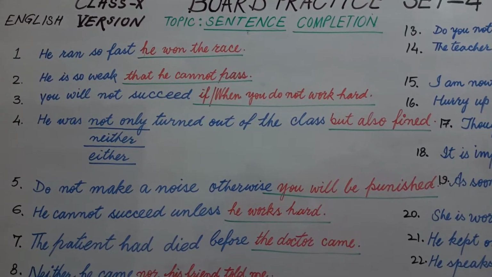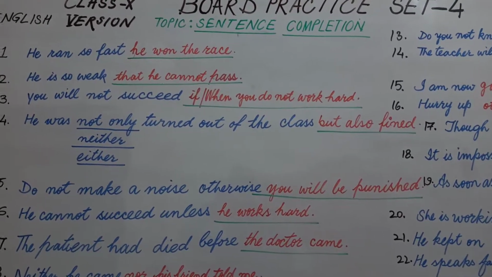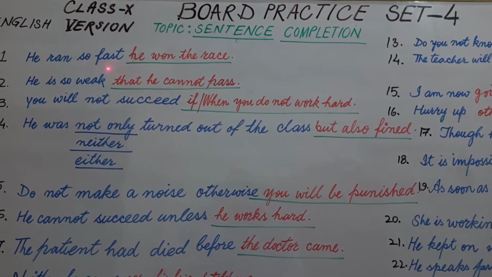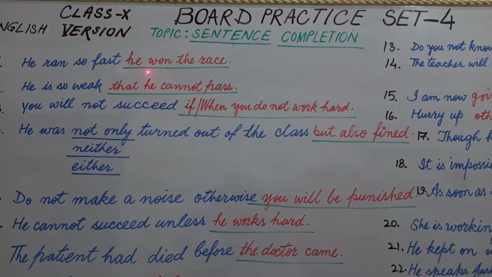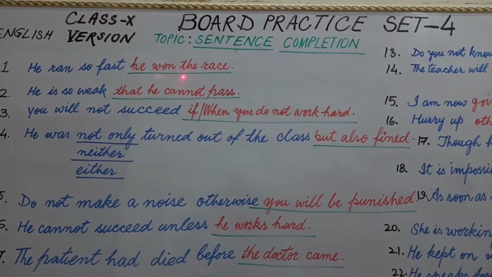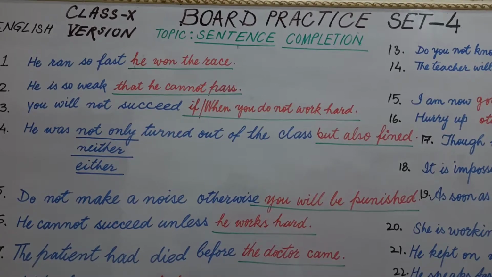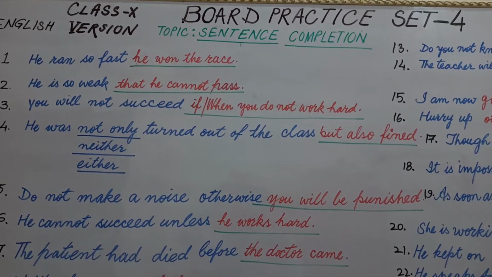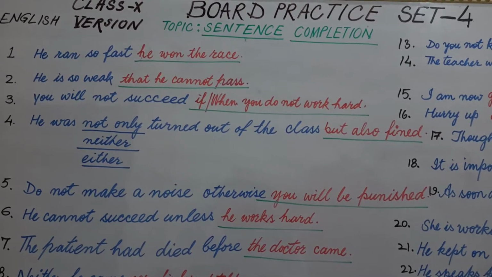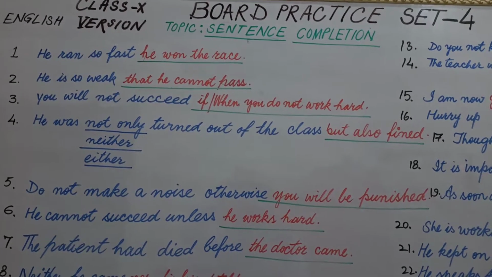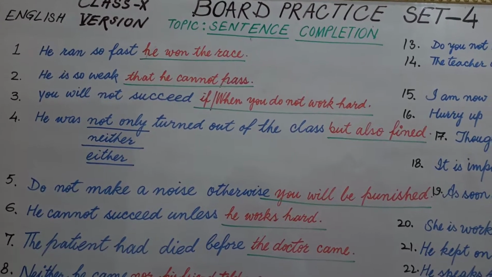He ran so fast. He ran so fast is the question, and you just come to know and bear in your mind, whenever you have so plus adjective, then you use the same tense in the second part. He ran so fast that he won the race. He ran so fast because this is a positive activity and he did it. He won the race. It may be negative. He ran so slow that he couldn't win the race, that he didn't win the race.